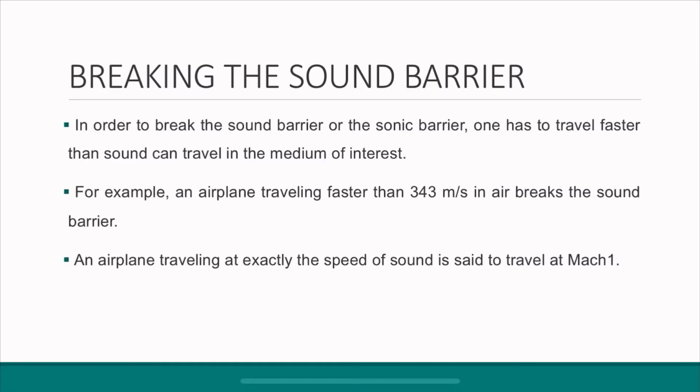In order to travel faster than the speed of sound, or even at the speed of sound, you need to break the sonic barrier. To break the barrier, one has to travel faster than sound can travel, and this is most important in the medium of interest. If the medium is air, you need to travel faster than sound can travel in air. For example, an airplane that can travel faster than 343 meters per second in air breaks the sonic barrier. Again, temperature is also important because the speed of sound changes with temperature. An airplane traveling exactly the speed of sound is said to travel at Mach 1.